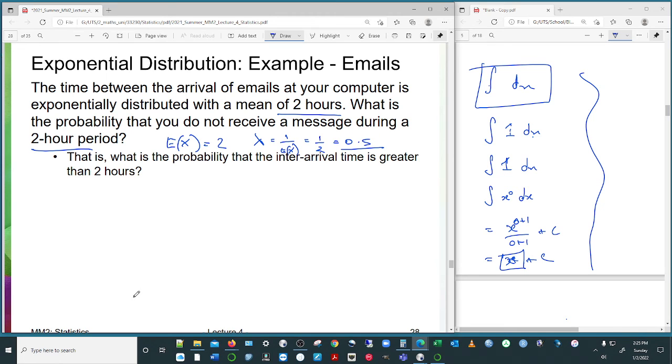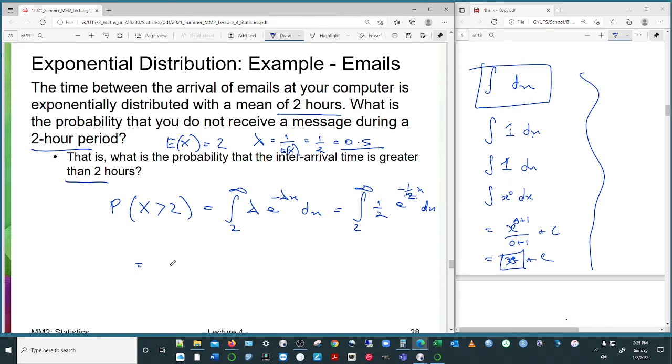So the actual lambda that we'll use for this particular equation, inter-arrival time is greater than 2. Because it's a continuous distribution, we don't need to make any distinction about the points, so we just go ahead and populate our equation, okay, and we get the integral from 2 to infinity of half e to the minus a half x dx. So we'll get e to the minus x on 2.